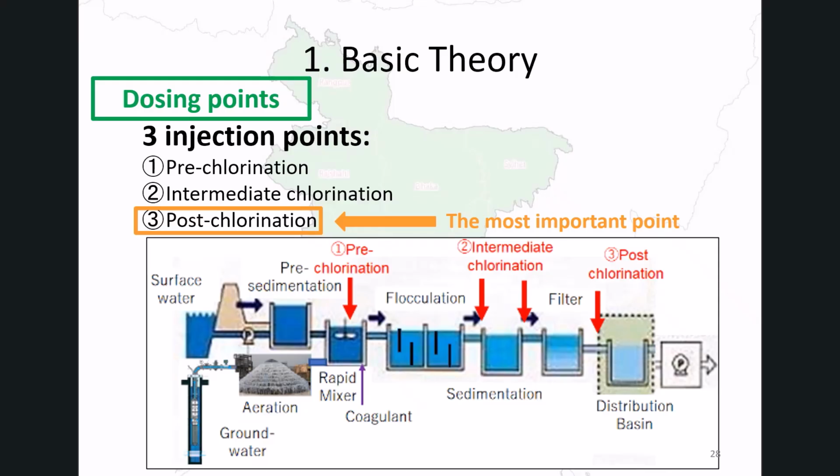Pre-chlorination supports upstream processes such as sedimentation and filtration. Intermediate chlorination assists oxidation of specific contaminants. Post-chlorination ensures residual chlorine remains in the distribution system. Among these, post-chlorination is the most important because it directly protects water quality up to the user's tap.